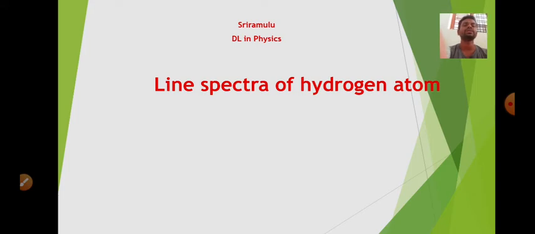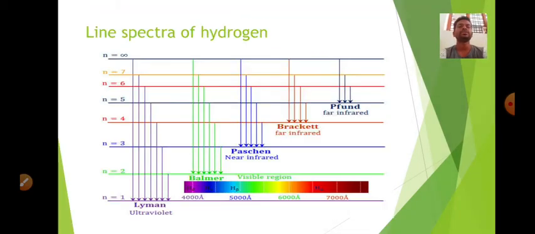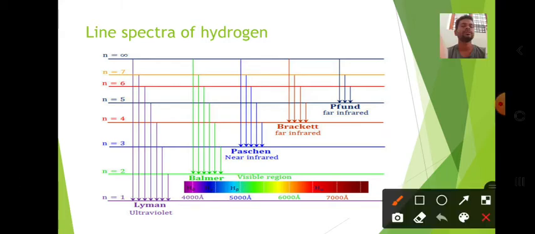Today's topic is the line spectra of hydrogen atom. Let me enter. See the line spectra of hydrogen atom. This is the diagram, having the different series. Generally they are called the Lyman series, Balmer series, Paschen series, Brackett series, and finally the Pfund series.